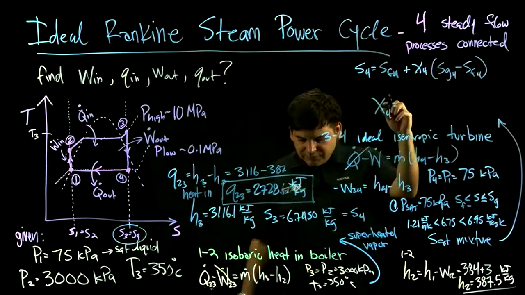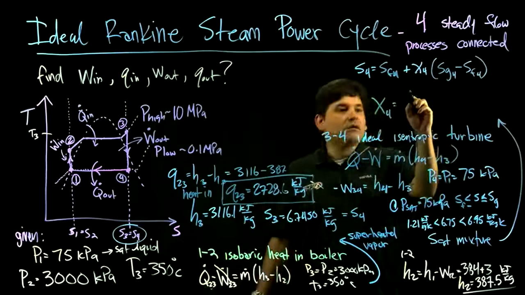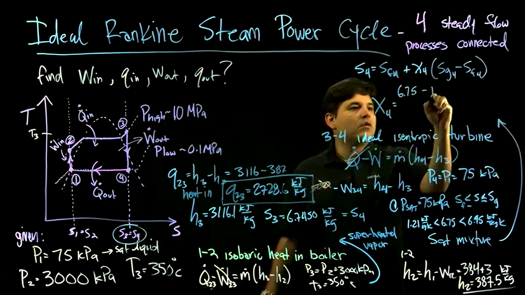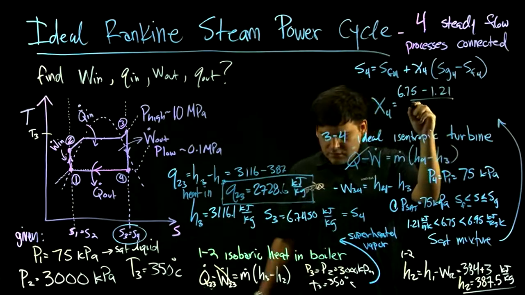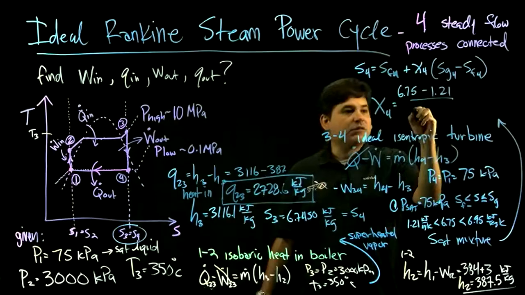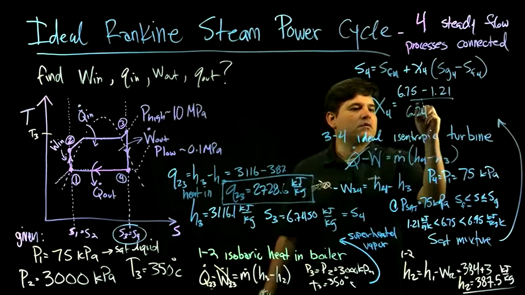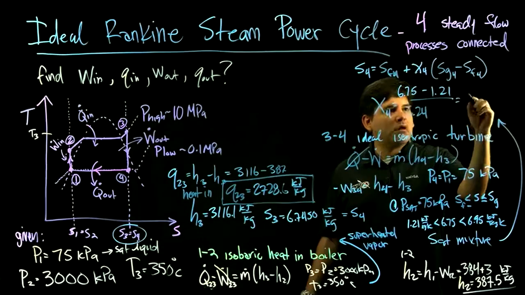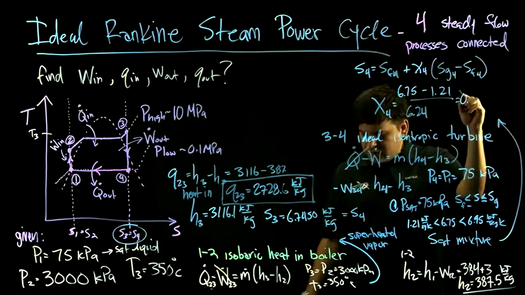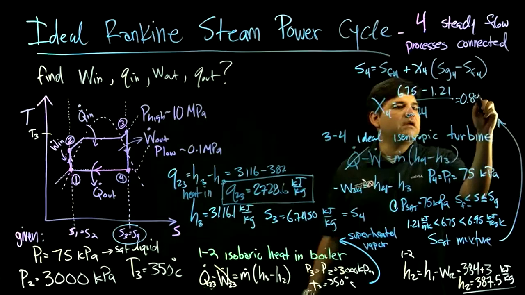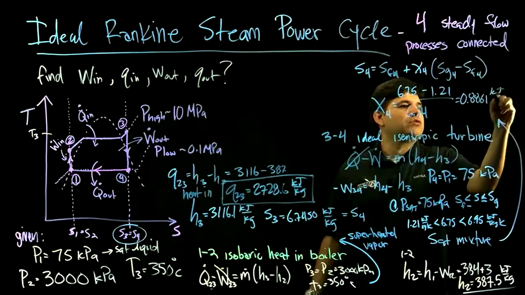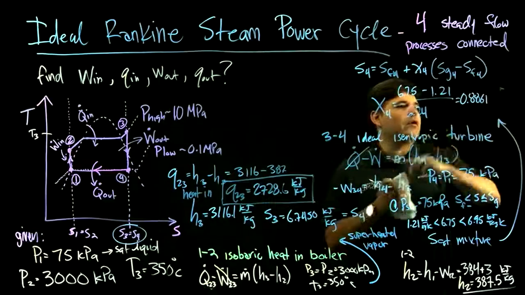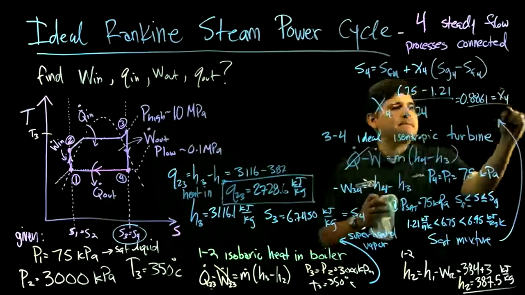So this would be 6.75 minus 1.21 over 6.24. That will give us a quality of 0.8861. Oh no, this is no units. So this is quality at 4. That's good.